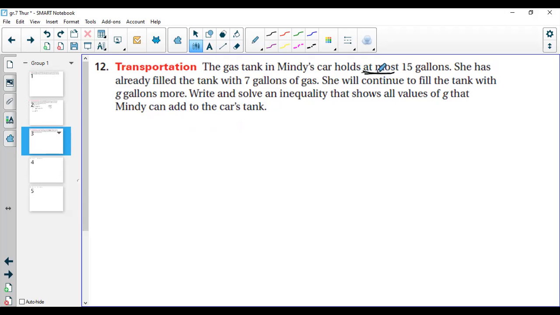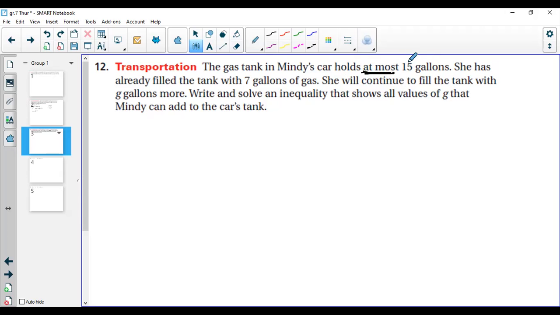So in the car, you know that there is a certain amount you can put gas into the car, right? You cannot put extra than that. Every car has its own tank where the capacity is written. So Mindy's car can hold at most, it means the maximum it can hold is 15 gallons. So can she fill 16 gallons into the car? Of course not, because it says 15.